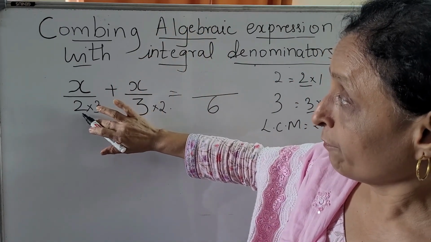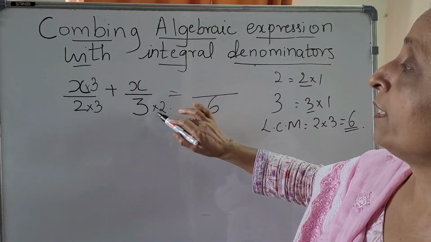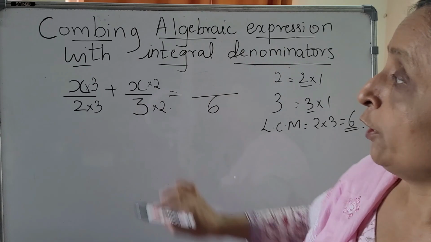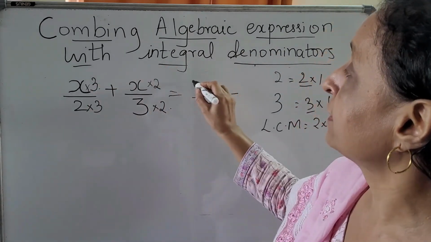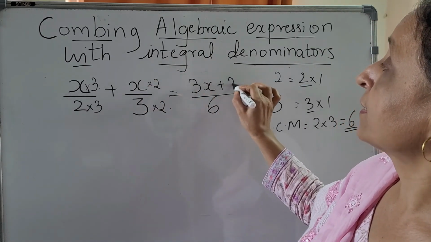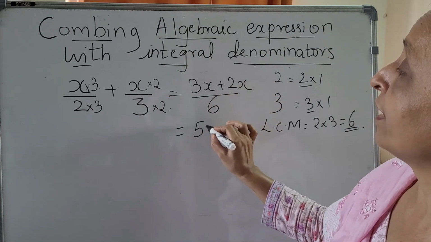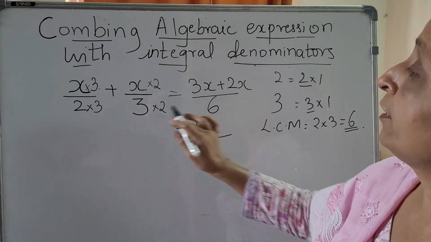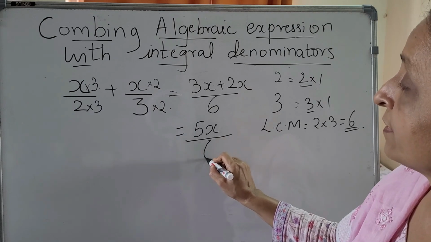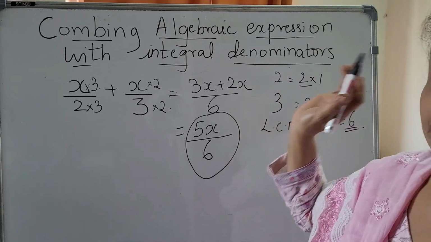Now denominator you have multiplied by 3, numerator also you have to multiply by 3. Denominator you have multiplied by 2, numerator also you have to multiply by 2. So now 3 into x is 3x. 2 into x is 2x. Now you can add 3x plus 2x is 5x. Now the denominator you have integrated before by finding the LCM. So this is 6. The answer is 5x by 6.